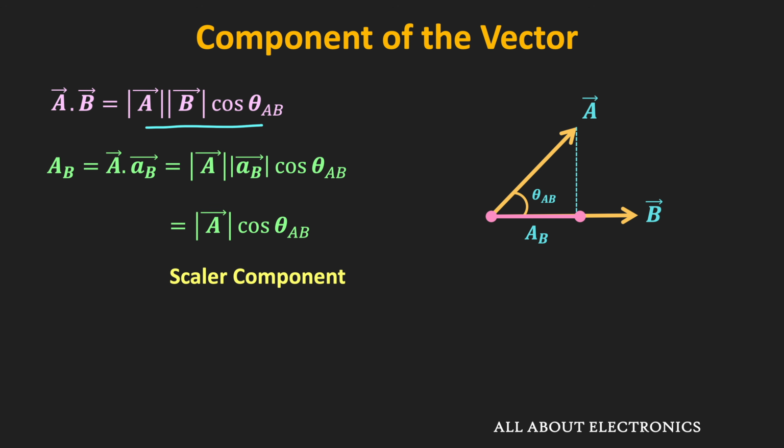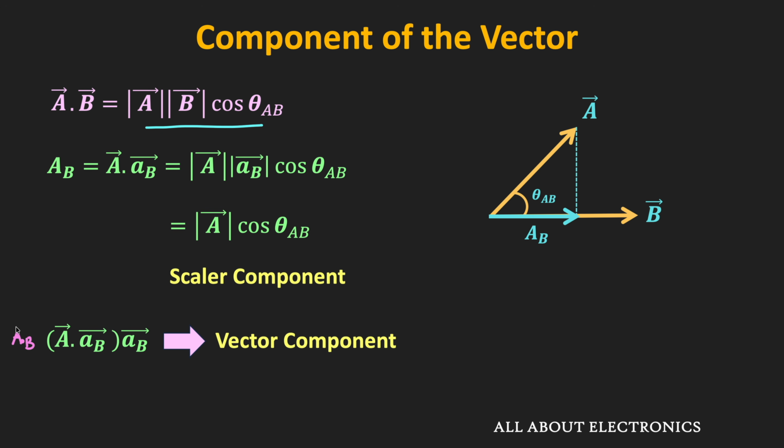So similarly, if we multiply this component AB with the unit vector AB, then we will get the vector component. So we can say that this vector component AB is equal to this A times small ab times small ab. And that is how, using the dot product, we can find the scalar as well as the vector components of this vector A along the vector B.